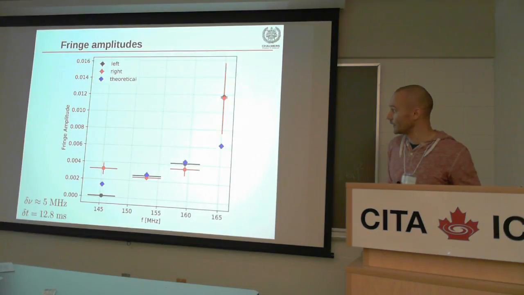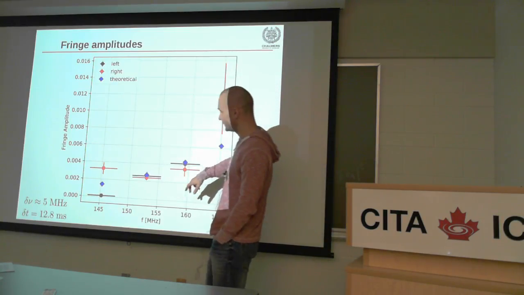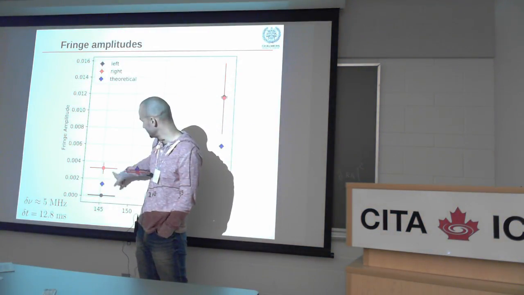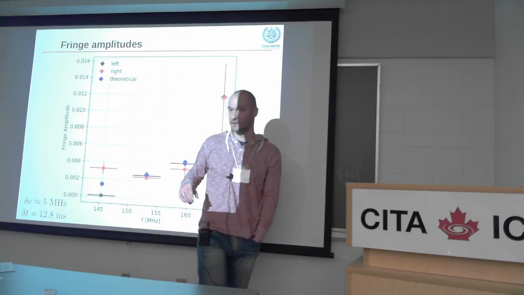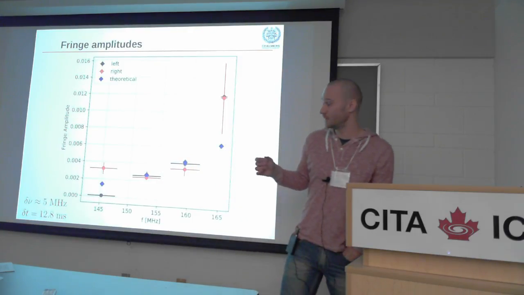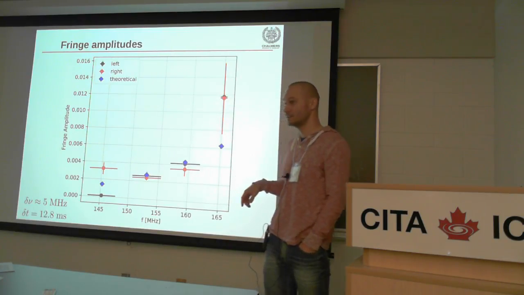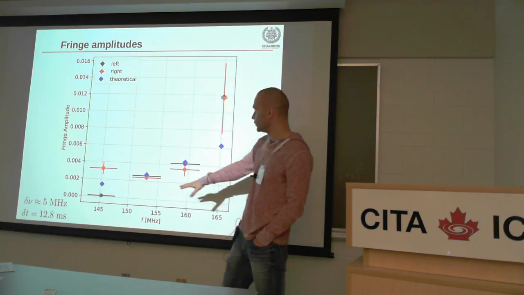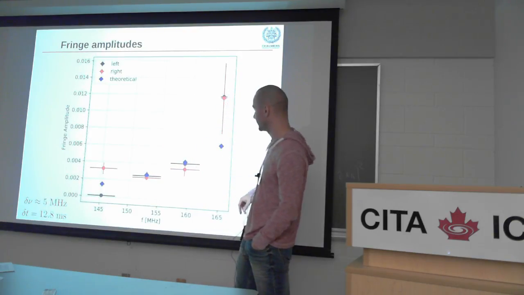You can also look at the fringe amplitude as a function of frequency. So this is what I've done here. I've averaged over a number of channels. In this case, each of these points is about 5 megahertz bandwidth. And in the previous plot, time resolution was about half a millisecond. Here I've averaged over 13 milliseconds just to boost the signal. And then you do see somewhat of a trend of an increase in fringe amplitude as a function of frequency.